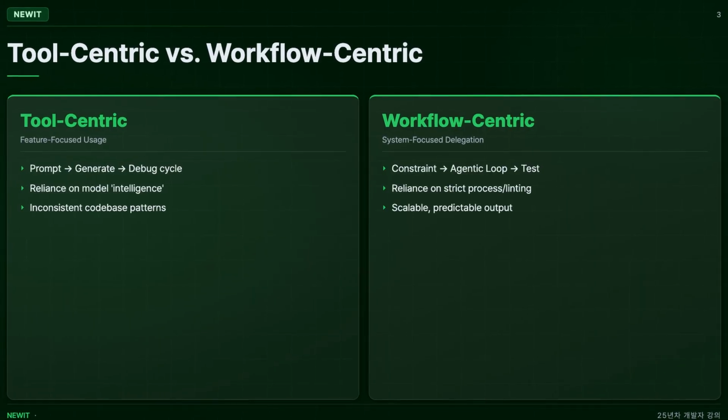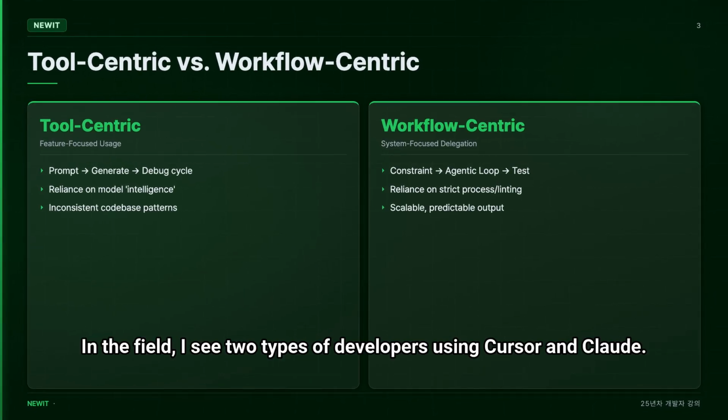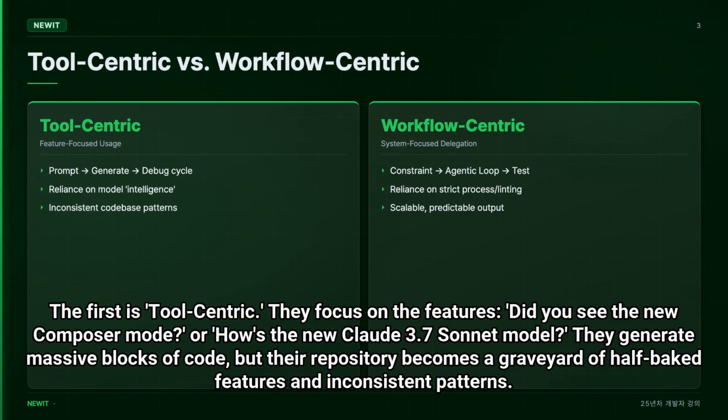In the field, I see two types of developers using Cursor and Claude. The first is tool-centric. They focus on the features. Did you see the new Composer mode? Or how's the new Claude 3.7 Sonnet model? They generate massive blocks of code, but their repository becomes a graveyard of half-baked features and inconsistent patterns.